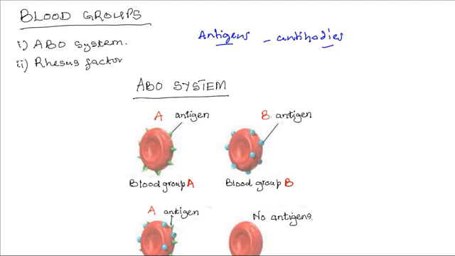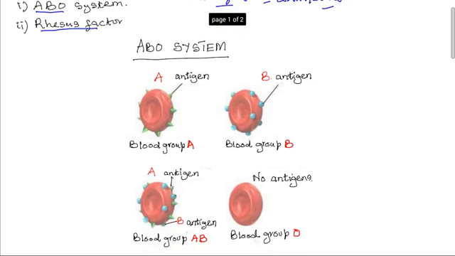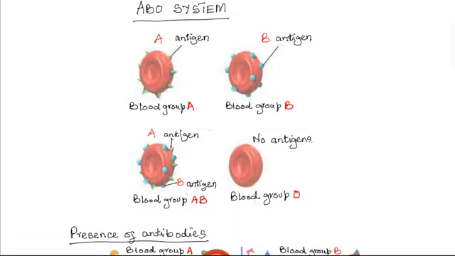In the first system, that is the ABO system, there are 2 types of antigens designated A antigen and B antigen. Blood groups are determined by the types of the antigen present in an individual's red blood cell. Thus, an individual whose red blood cells have A antigen is grouped as blood group A. So, this is a red blood cell. If on the plasma membrane there is antigen A, then that blood is grouped as A, blood group A.